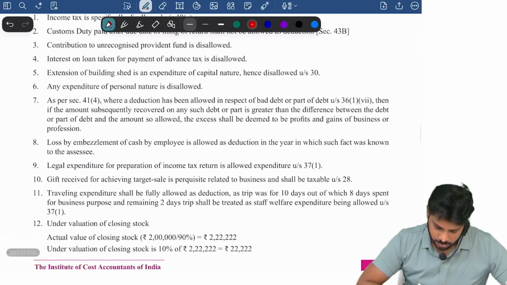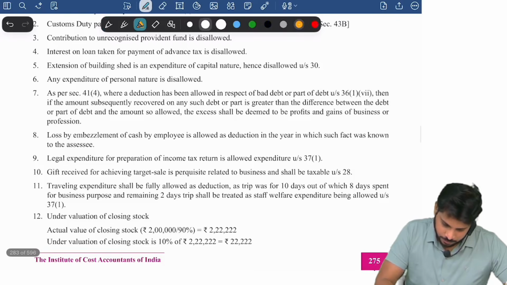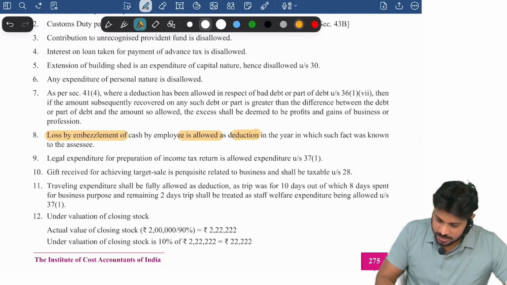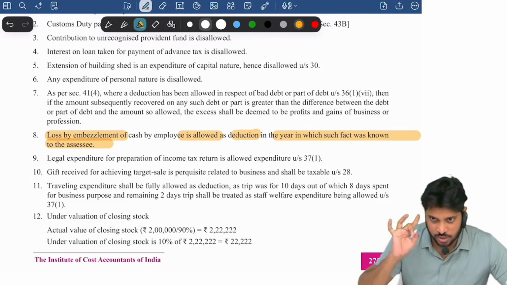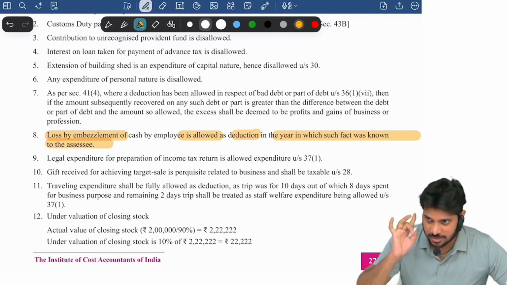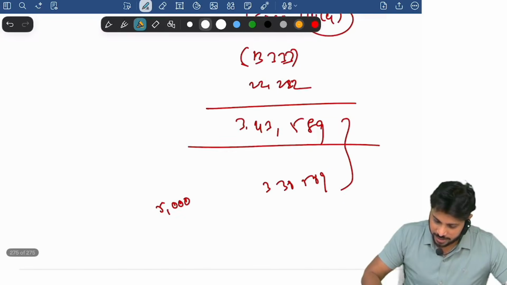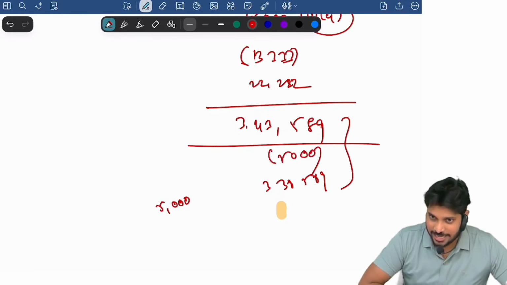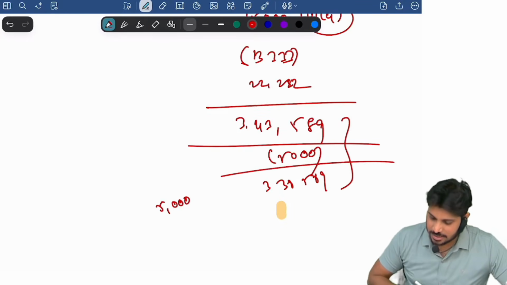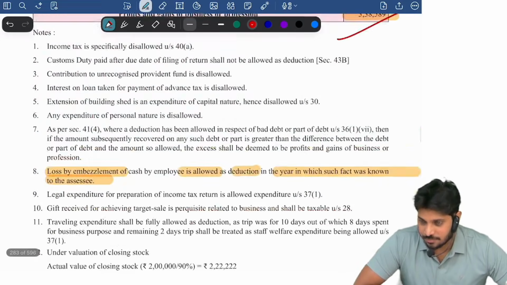Okay, so we'll see here what they gave. Theft, loss by embezzlement is allowed as deduction in the year in which such fact is known to the assessee. This is one case they took this option. So that 5,000 only we got the difference. Rest all of the answer correct. Yes or no? If I reduce that 5,000, I'll get this answer, 3,38,589, accurate. Able to understand? Next.